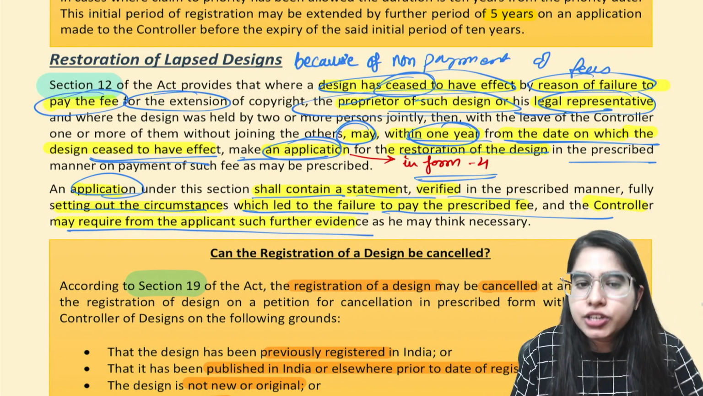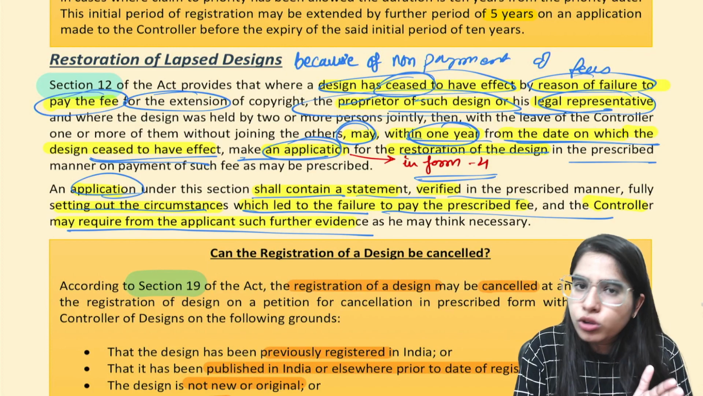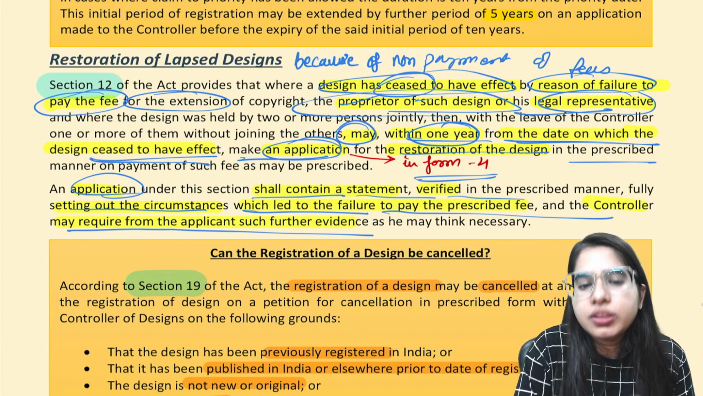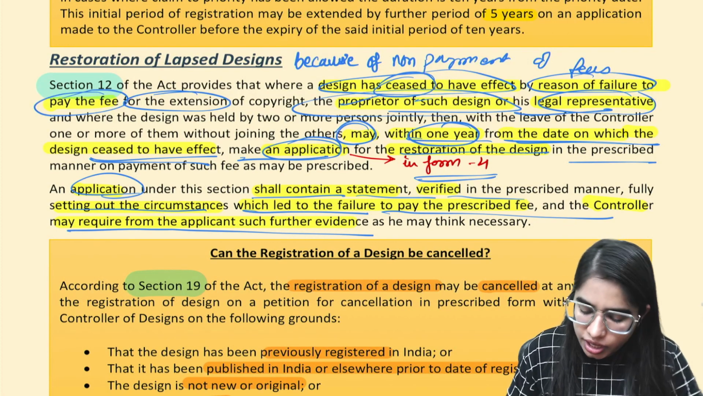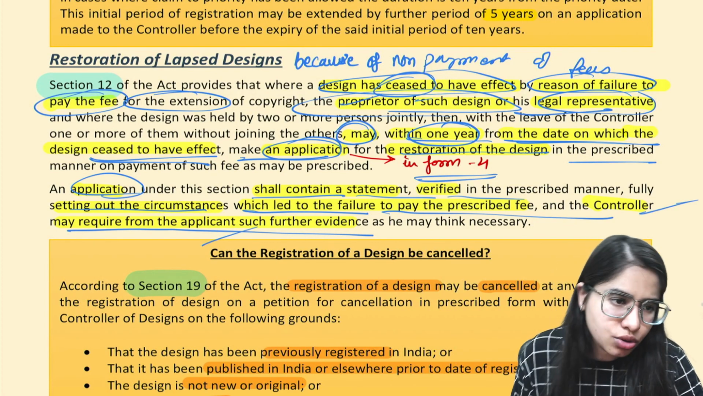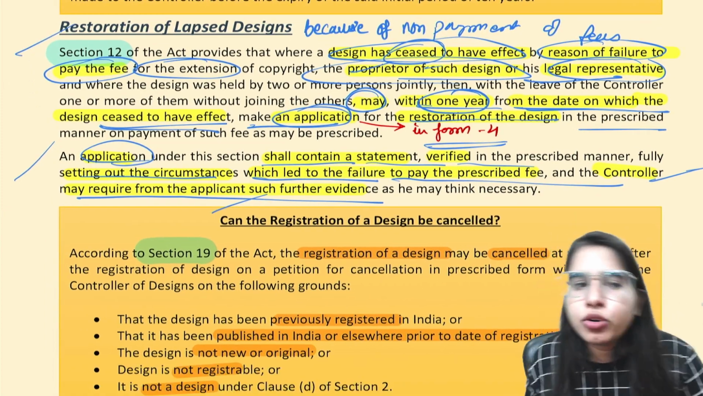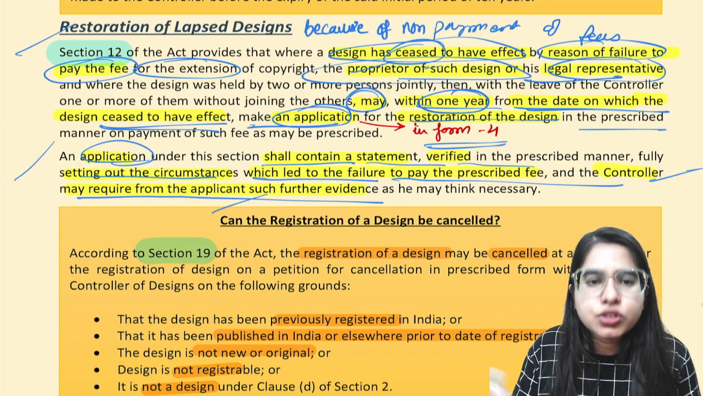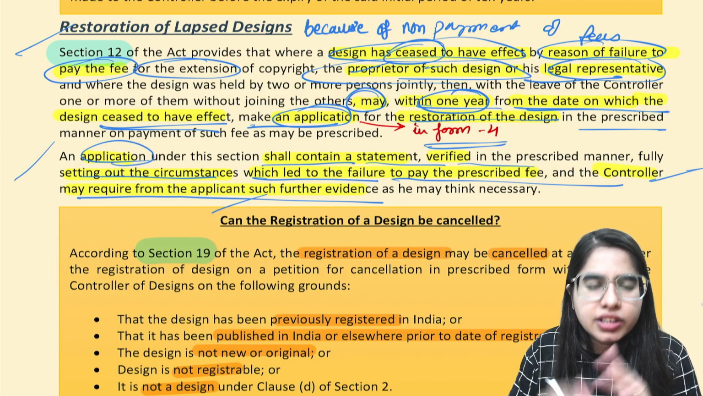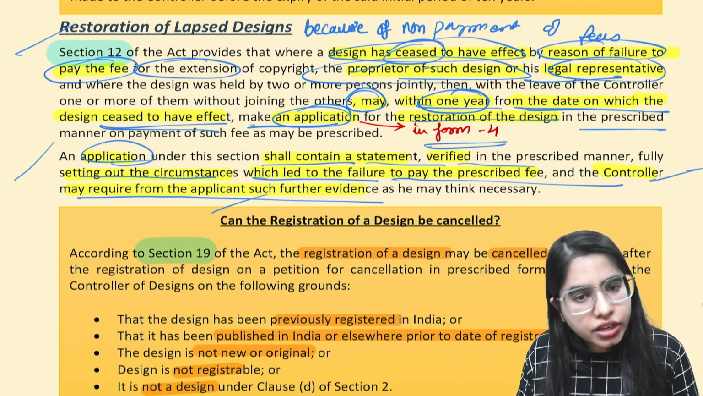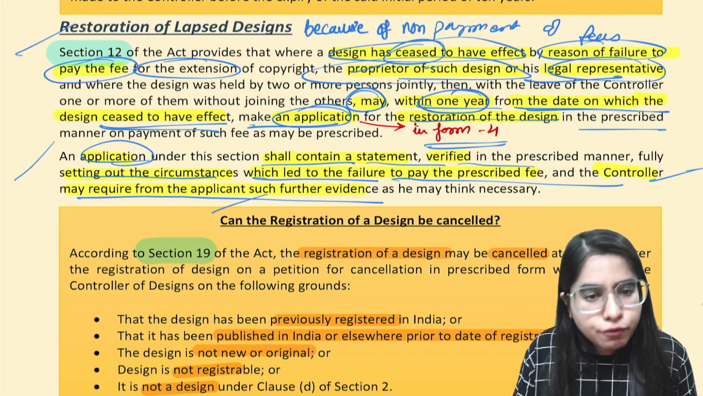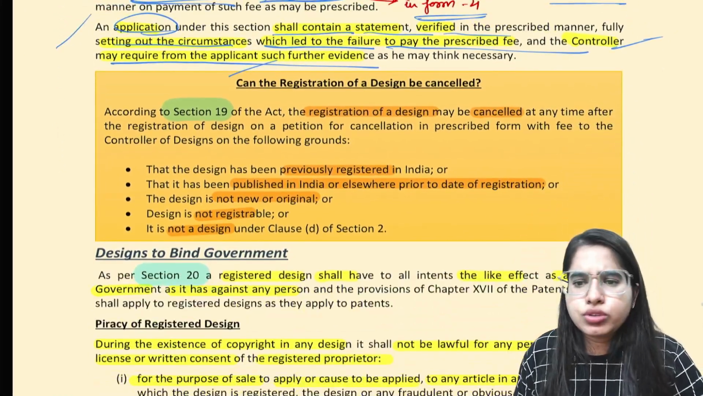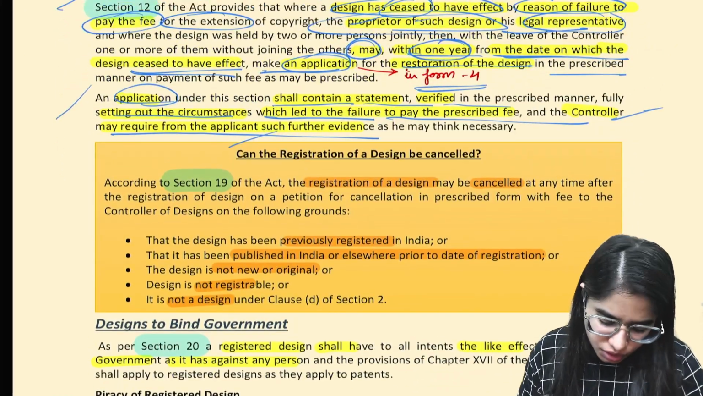When you make an application, in that application you have to make a statement also. In that statement you have to give the reason why you failed to make the payment, and if the controller wants, they can ask for any other evidence also. Small topic about restoration of lapsed design. In one line I will revise: if you don't pay the fees, because of that your design is lapsed. So within 1 year of the lapse, you can apply in form 4 to restore your design. That's it. Small topic. With this we are done with this.